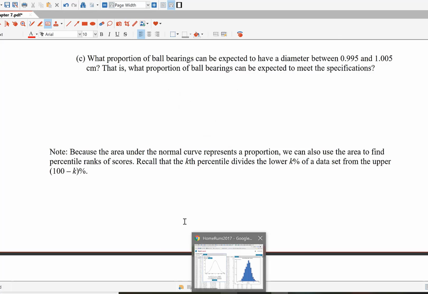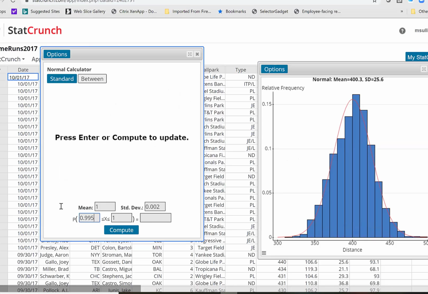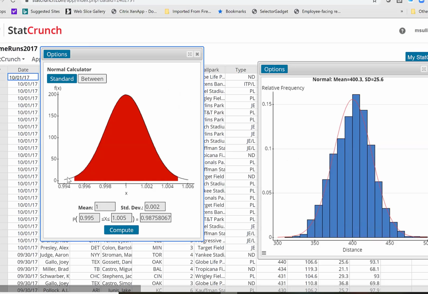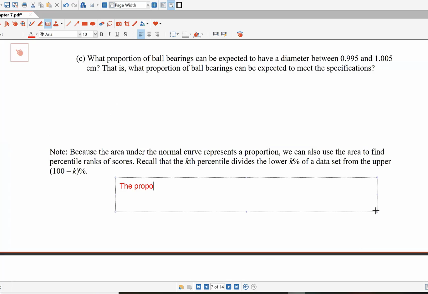So we're going to go over here to StatCrunch. Because we want the area between two values, we pick the between tab in the normal calculator. Our mean is still 1. Our standard deviation is still 0.002. We want the ball bearings between 0.995 and 1.005. Click compute. And there it is, 0.9876. So we're always doing it to the 1,000th? I'm rounding to 4 decimal places typically.